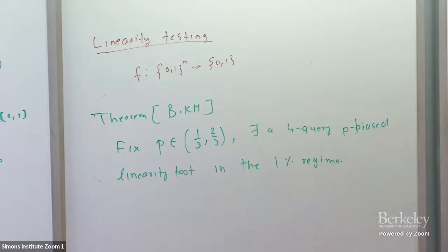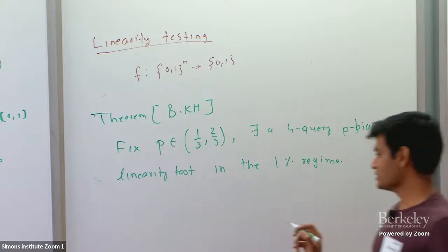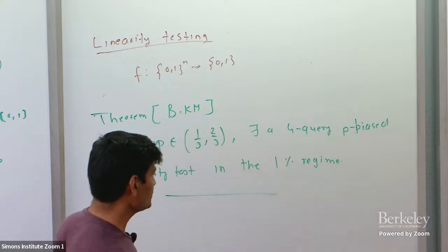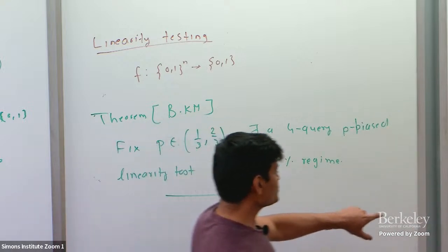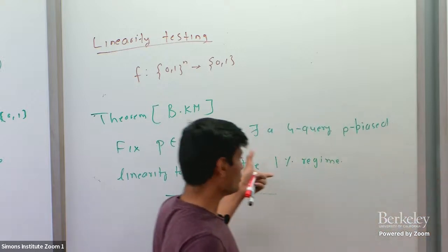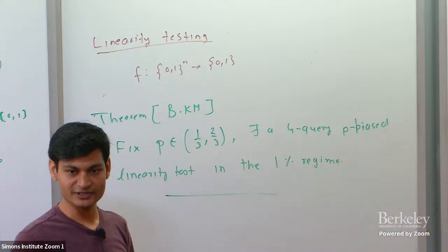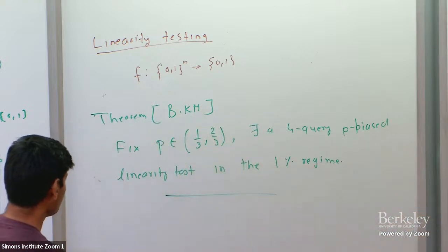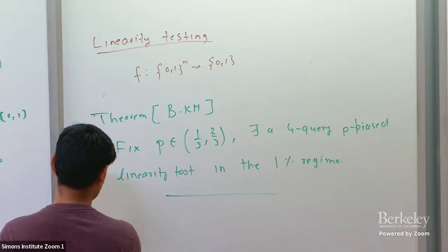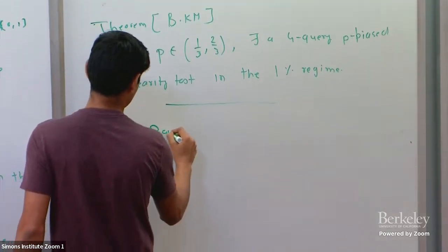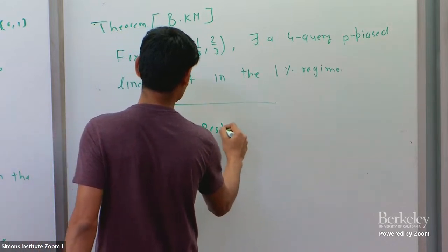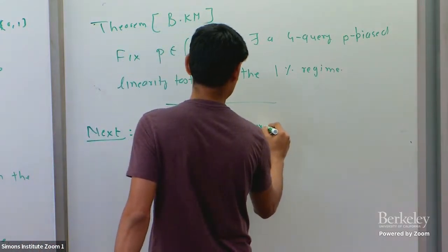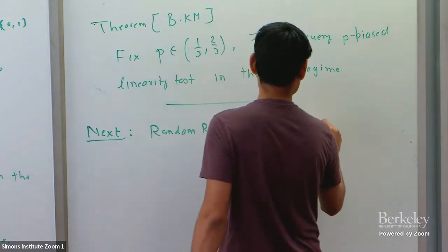So now, this is the random restriction theorem. In the next few minutes, my plan is just to show how to use this theorem to prove something of this sort. The proof will be very high level. I just want to highlight the connection between this theorem and that theorem. That's it. Okay, so next, from the random restriction theorem to bias linearity testing.